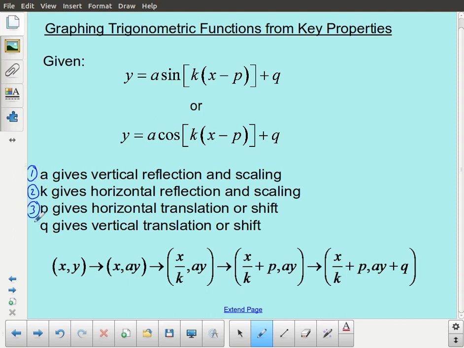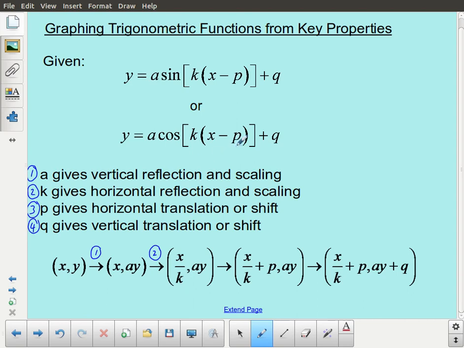So if I number those there, the first one is a vertical reflection and/or a scaling, depending on the value of a, and that's basically a multiplication of the y value. So there's our first transformation. Then the k value is a horizontal reflection and scaling. Now the way that the k works, it's actually a division. So that's why we get the x divided by k.